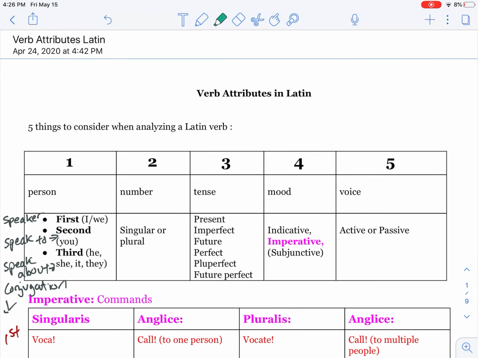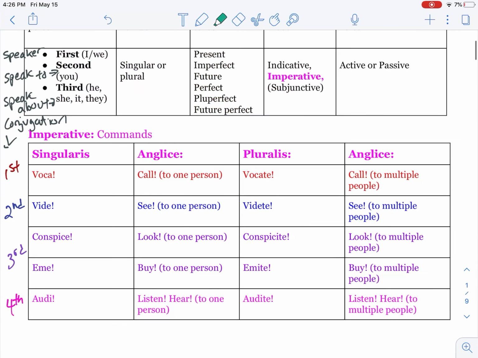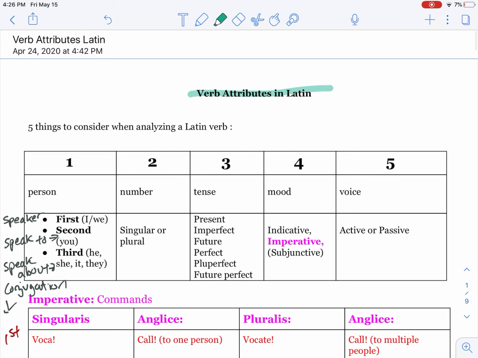This is an overview of verbs in Latin. Please note that I'm going to refer to two different handouts from our class, the first being titled Verb Attributes in Latin, the second being titled Verb Master List. Please take them out and follow along with the video.